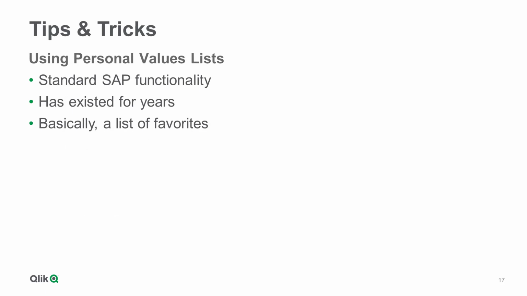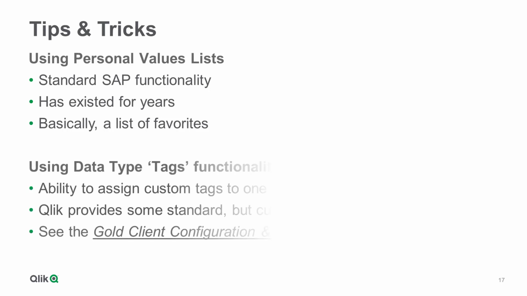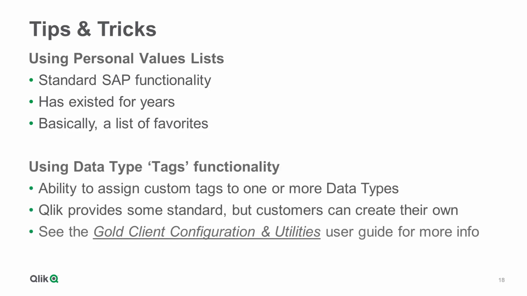The first one is to save data types to a personal values list. This is standard SAP functionality that's existed for many years, and it's essentially a user's list of favorites. The second tip is to use Gold Client's ability to apply custom tags to data types. These can be standard tags that Qlik has provided, but customers can also create their own. Because this is a larger topic and requires some configuration setup, this content may be made available in a separate video. Interested users can access this content from the Gold Client Configuration and Utilities User Guide.